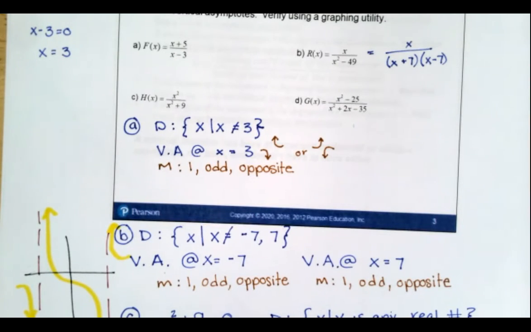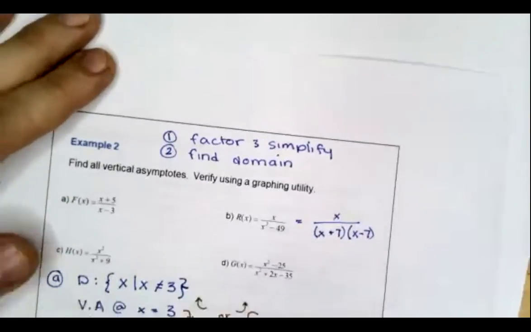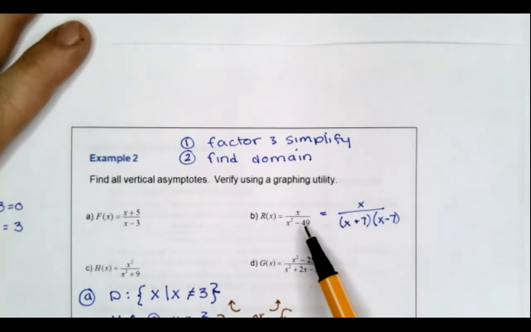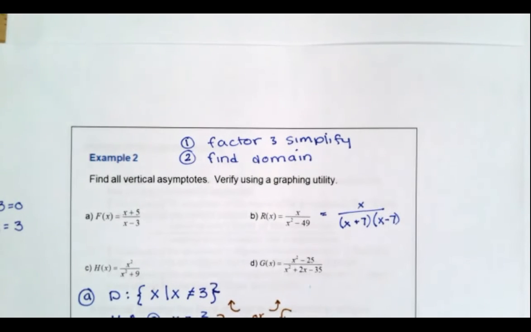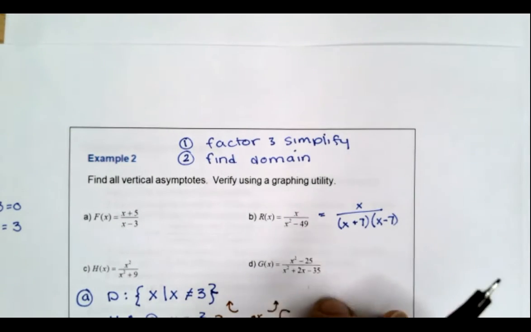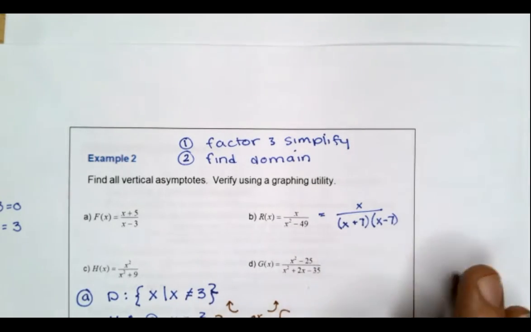Good. Okay, so letter D. Looks like for all of these, we've only been able to factor this one, and we did it pretty quickly because it was the difference of two squares. Here we have x squared minus 25 over x squared plus 2x minus 35. Okay, let's see if we can factor and simplify g of x. So factor the top and factor the bottom and see what we get.